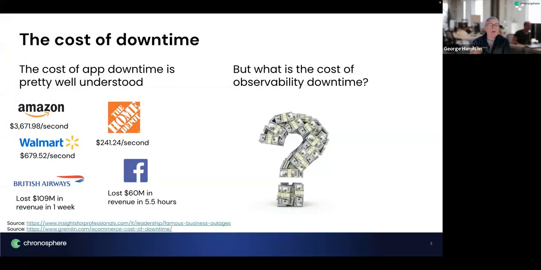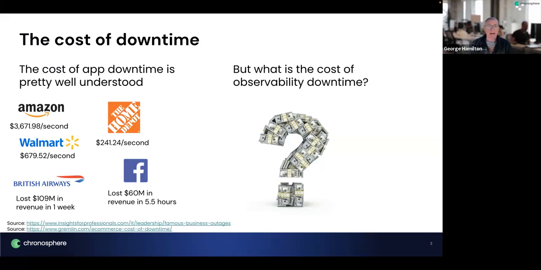So again, we can calculate pretty well what the cost of application downtime is. There are websites that do this for us. There's no mystery to it. But Amazon kind of leads the pack: when they experience a downtime event, there is a huge revenue impact, almost $3,700 per second of revenue. And what percentage of that is recoverable for all of these vendors? That's something they have to calculate and factor in. Even outside of retail, you look at social media, and the big British Airways outage back in 2017 was in excess of $100 million of revenue lost in just a week.